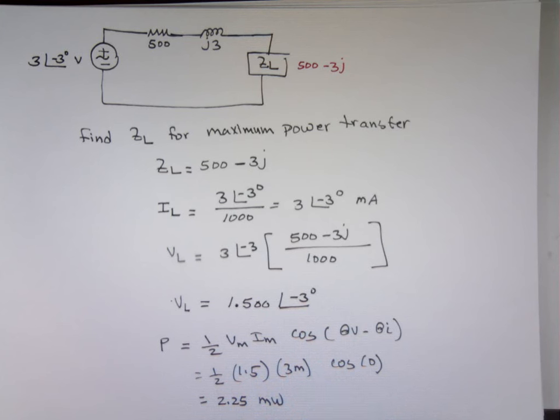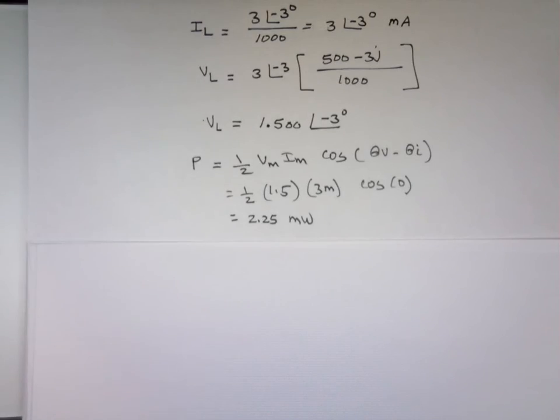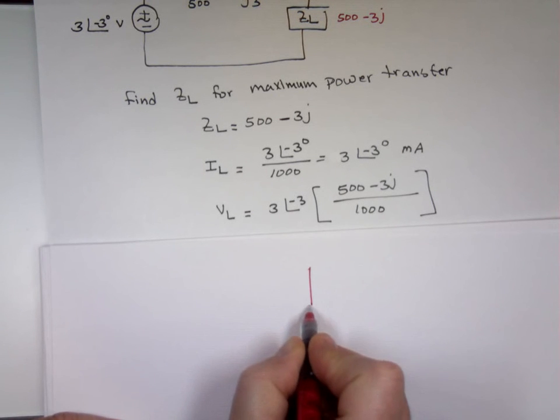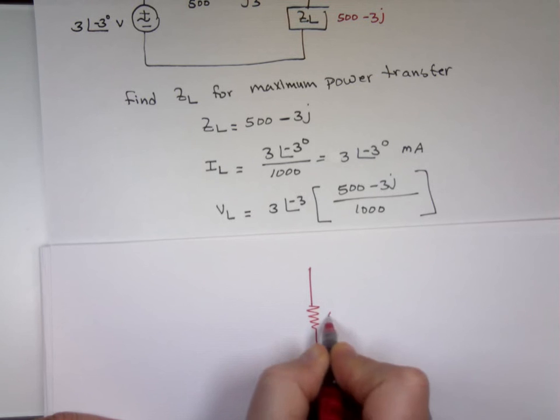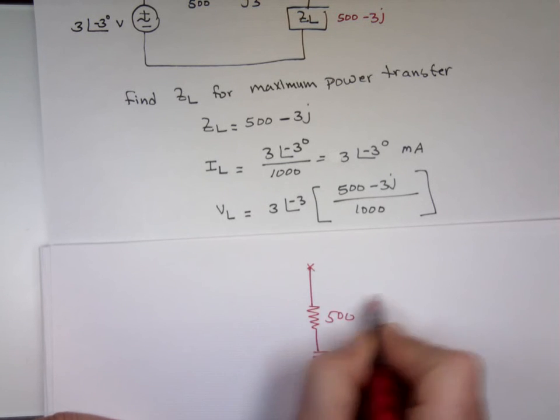When I started doing this, I thought, why am I doing it this way? Why am I calculating this? Because a different idea hit me once I knew the current through it. So this is method 2 now. If you look at the load, this is what your load looks like. You have a resistor of 500, and a capacitor of negative 3j. That's your ZL.